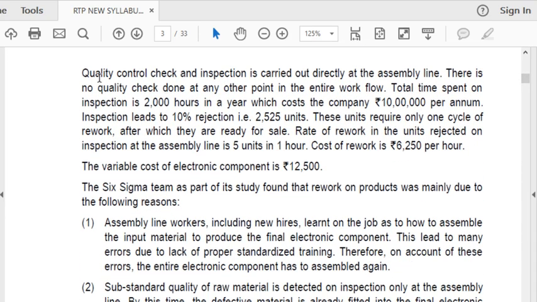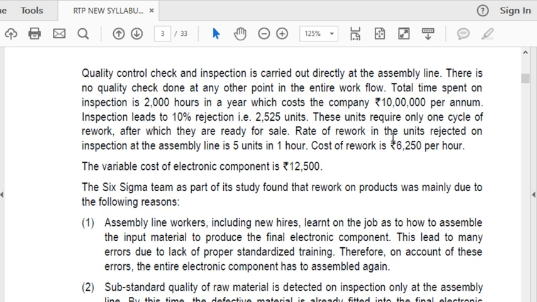Right, here we go. Quality control check and inspection is carried out directly at the assembly line. There is no quality check done at any other point in the entire workflow. Total time spent on inspection is 2000 hours in a year, which costs the company 10 lakhs per annum. Inspection leads to 10% rejection, that is 2525 units.